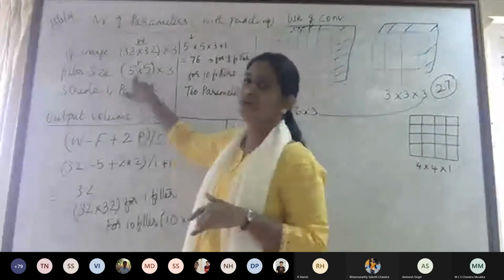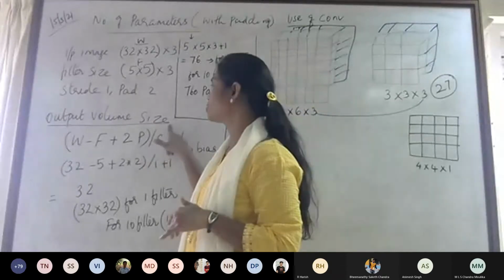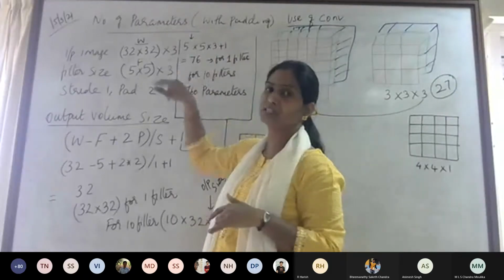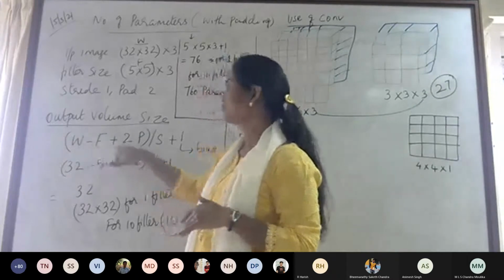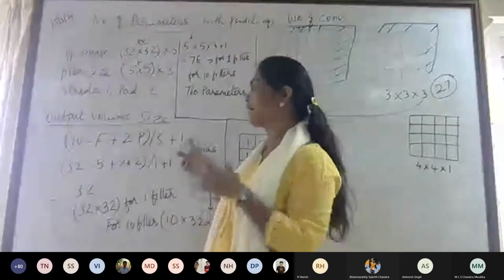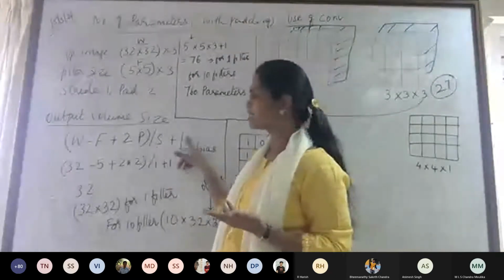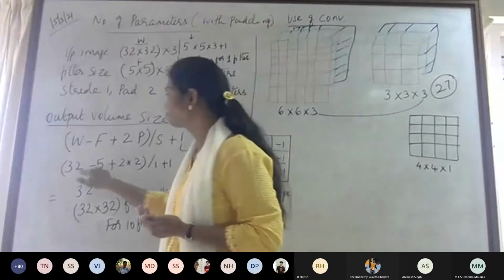So since you are using 5 cross 5, we are using padding as 2. And then the output volume size calculation. In case of without padding, it is (n minus f) by stride plus 1. Now it is (w minus f plus 2 into padding) divided by stride plus 1. This 1 we will add at the end for bias because the formula is b plus sigma xi wi.